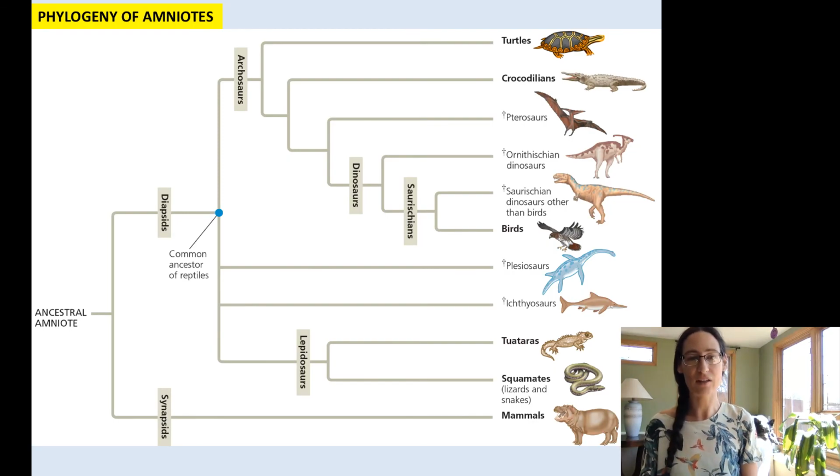So here again is the phylogeny of amniotes. And the mammals are down here, we're going to deal with those later, and all of this area here, the diapsids, are going to be our reptiles. And you'll see over here, within the reptiles and evolved from what we call the theropod dinosaurs, are the birds.